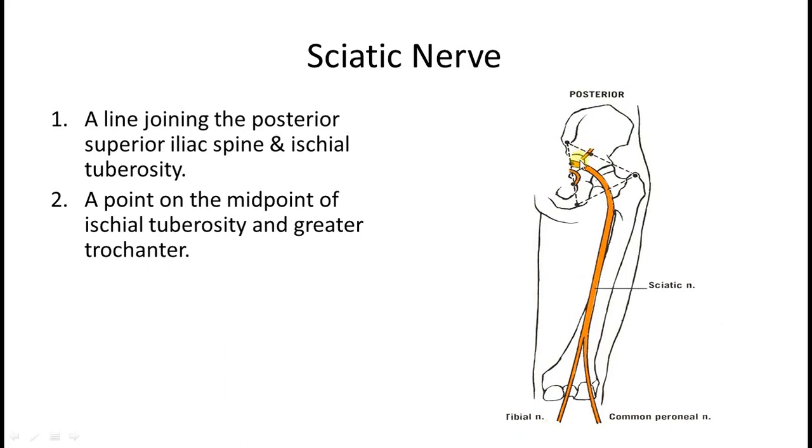So two more nerves are also shown here. Can you identify what this nerve is? That should be your superior gluteal nerve, and this should be your pudendal nerve.